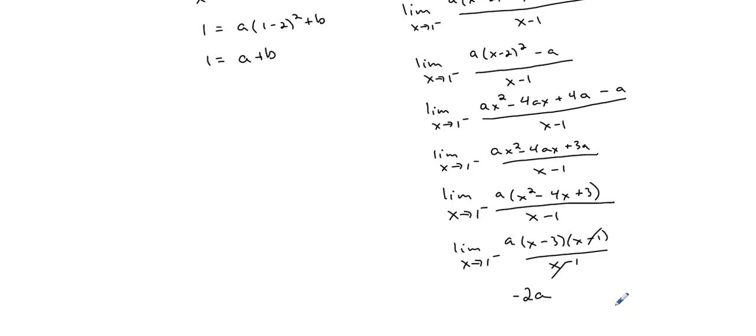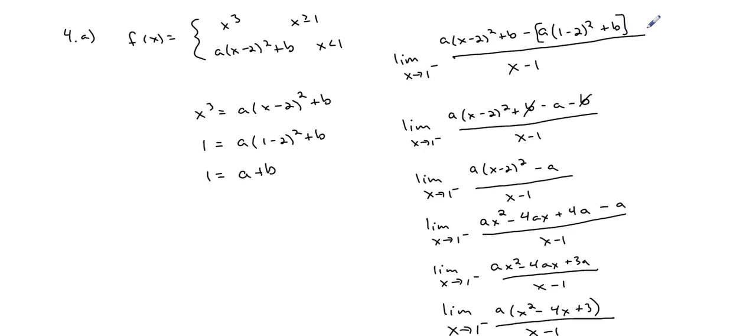What does this have to equal, guys? What does the derivative from the left have to equal? The derivative from the right. Well, we better find the derivative from the right now. Good news is, the derivative from the right is x cubed. That's not too bad. All right, so limit as x goes to 1 from the right of f of x, x cubed, minus f of 1.